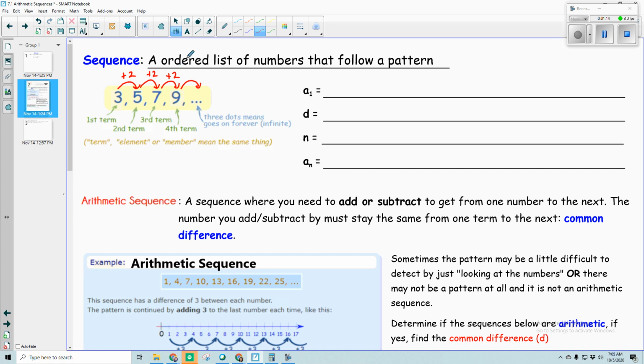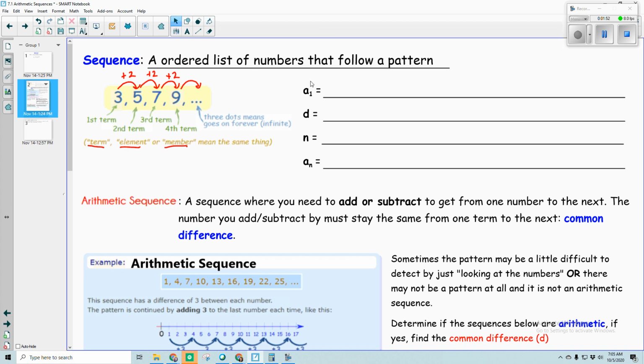The order means that I can't put 7 at the front of this list, and then 9, and then 3. I can't have the list be randomly ordered. It has a very specific order. 3 has to be first, 5 second, 7 has to be the third term, and 9 has to be the fourth term. In a list, you can refer to the numbers as a term, an element, or a member of that list. These words are interchangeable.